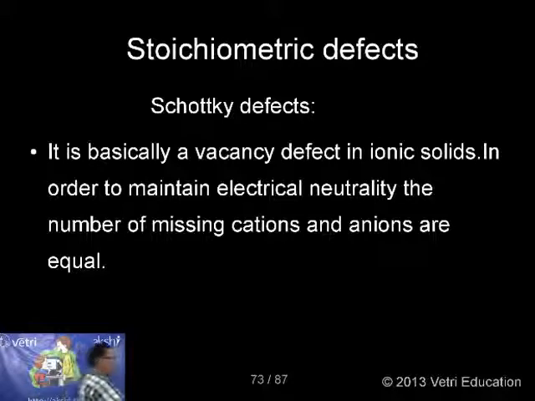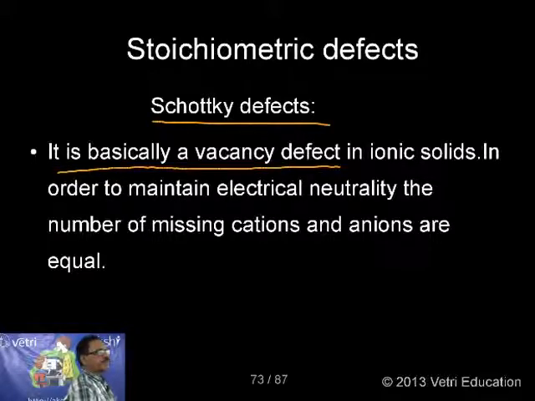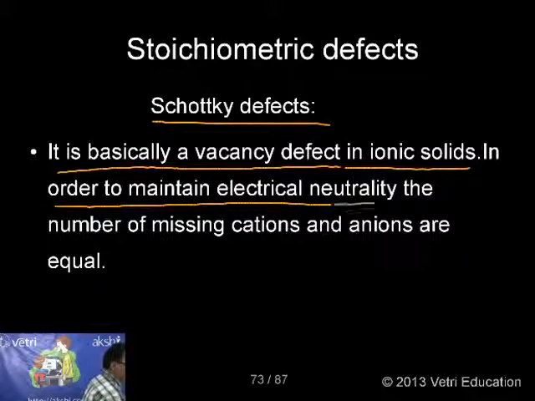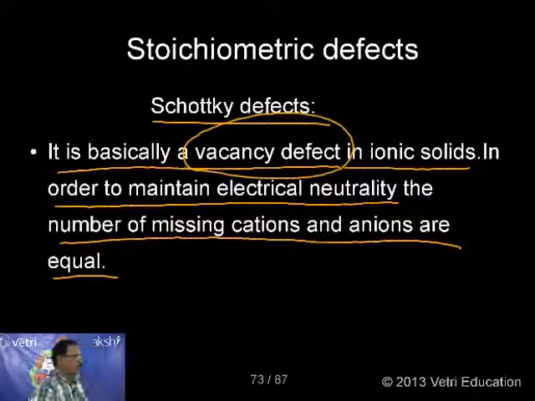Now, next let me go for Schottky defects. Schottky defect is basically a vacancy defect in ionic solids. Kindly follow. In order to maintain electrical neutrality, the number of missing cations and anions are equal. This is the most important and interesting information in Schottky defect.